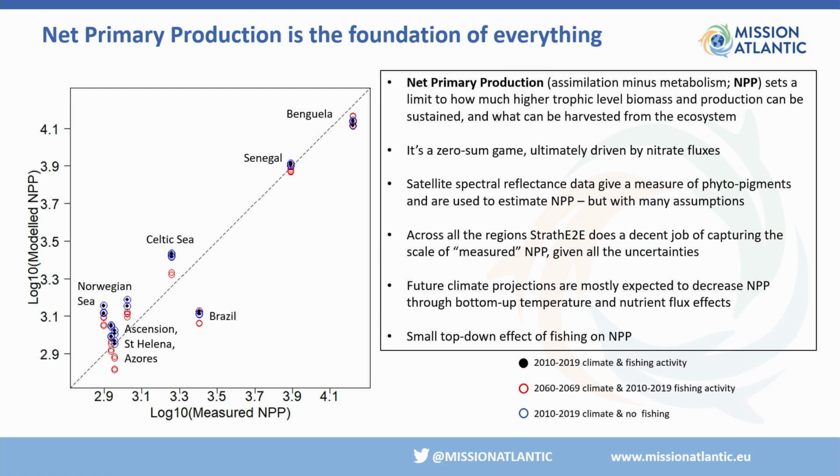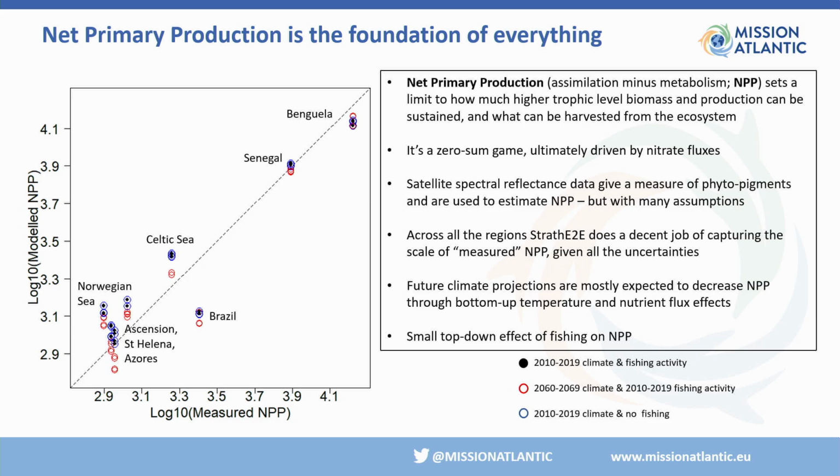So moving on. This is the story of net primary production in the StrathE2E models across the whole project. Net primary production is the difference between assimilation and metabolism. So it's the energy that's left to be transferred up the food web to higher trophic levels. And it's a zero-sum game. Ultimately, it's driven by nitrate fluxes into the system. You just can't get more out of it than you're putting in.